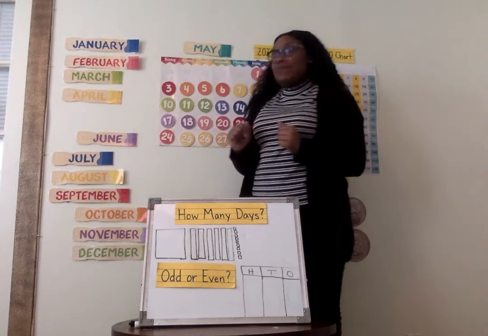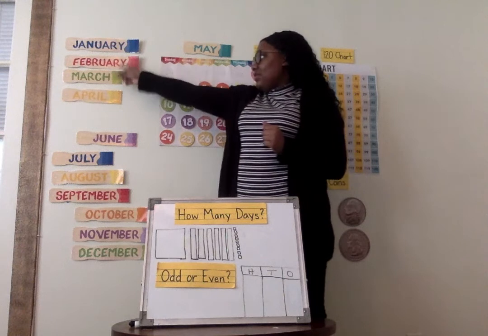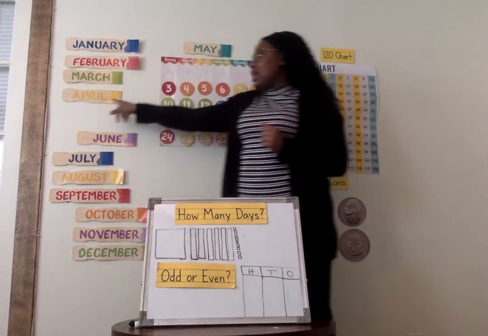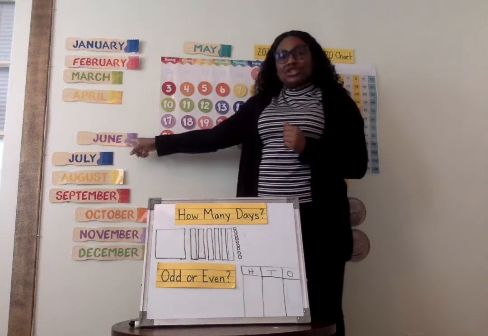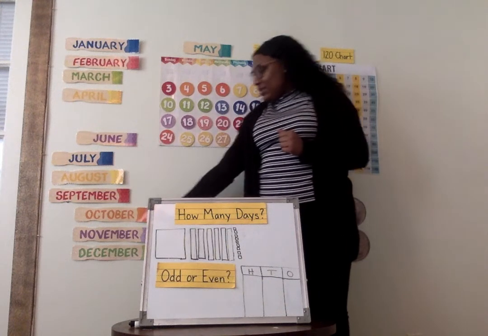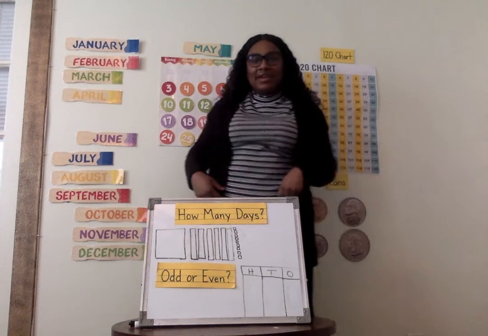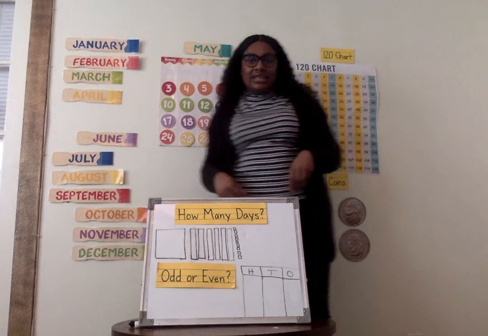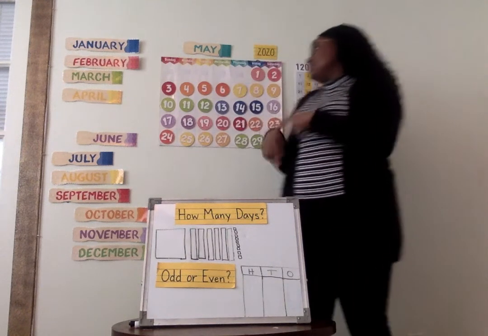Months of the year, get ready. January, February, March, April, May, June, July, August, September, October, November, December. Months of the year. My turn first.